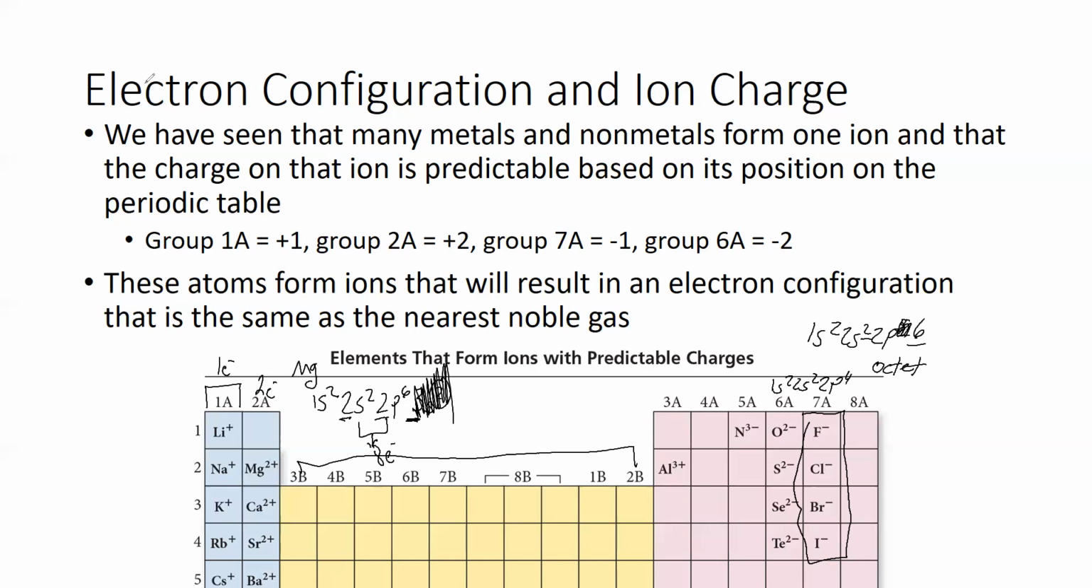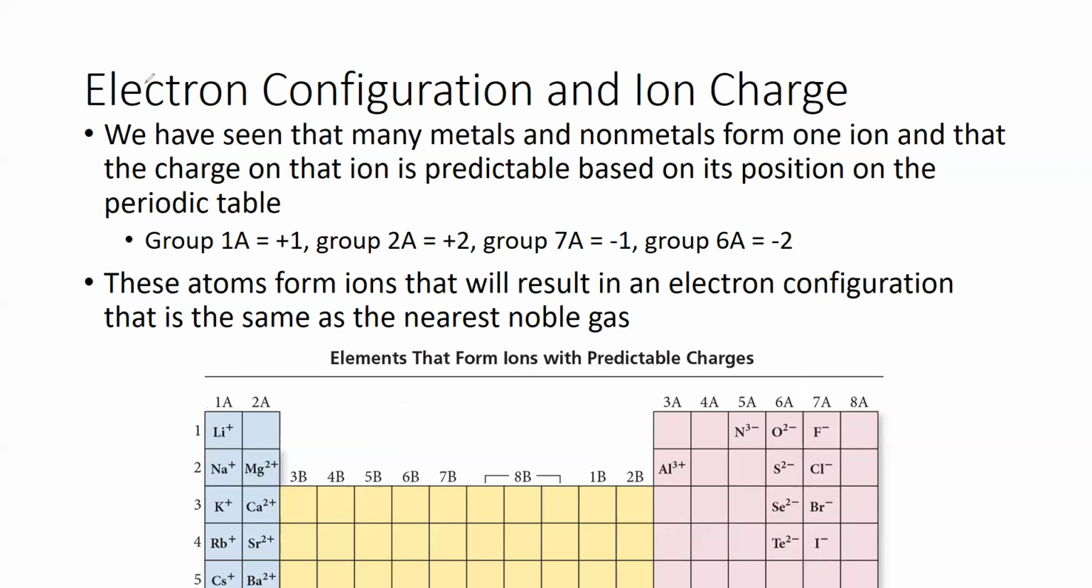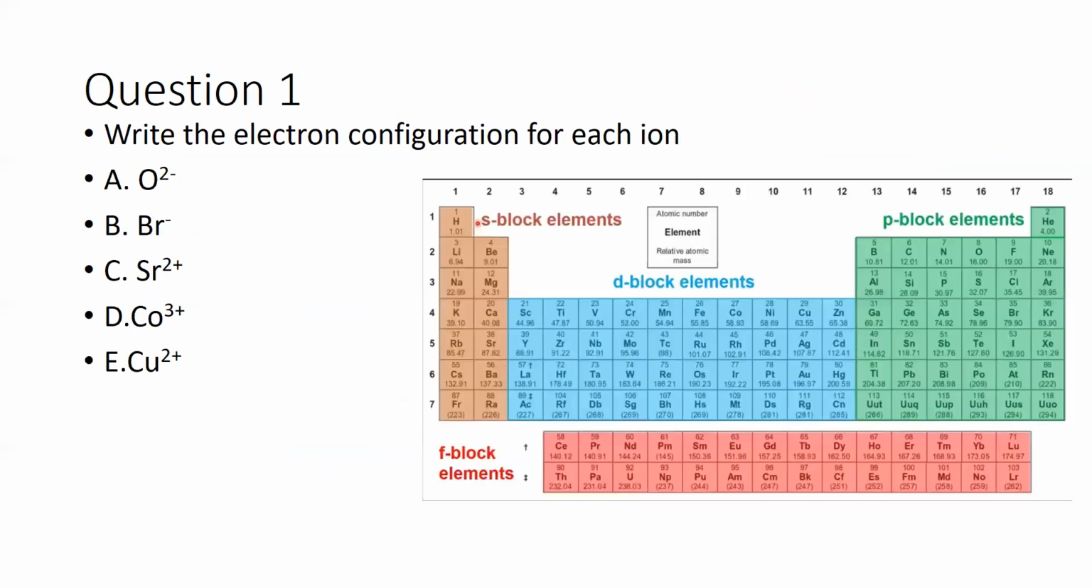All right. So what I want you to do is, I have a bunch of ions here. I just want you to write out the full electron configuration like we did on Monday. So I'll just do oxygen here, so you get the gist of it. So I'm doing oxygen 2-, right?